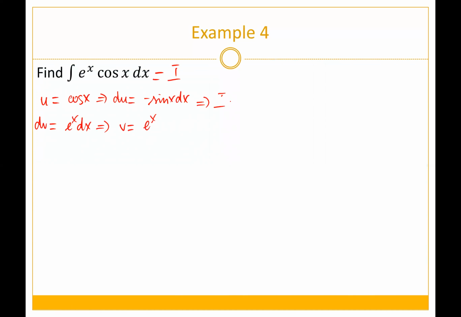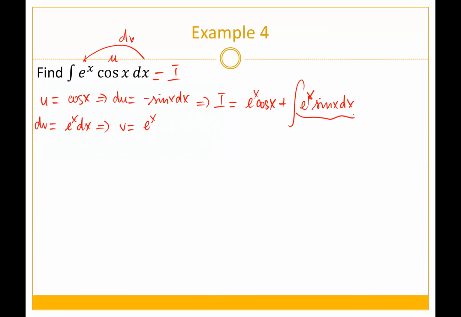Then your I now will become, so this is u, and this is dv. So it's going to be equal to u multiplied by v, so e to the x cosine x, minus, and minus times minus is a plus, so plus the integral of e to the x sine x dx.